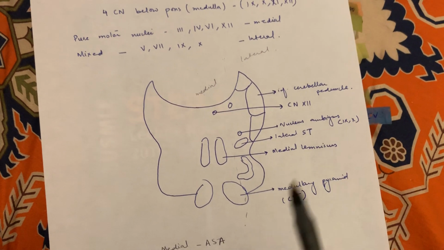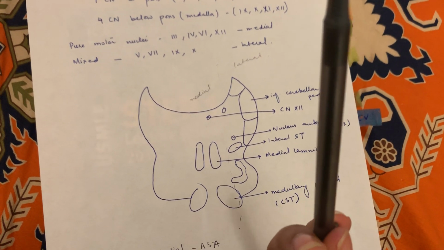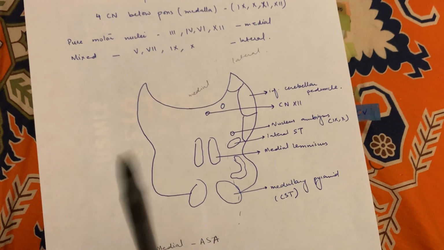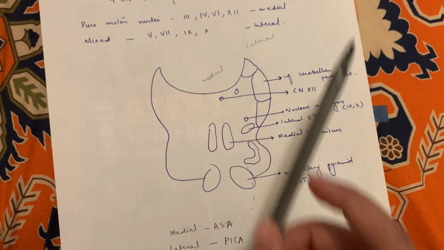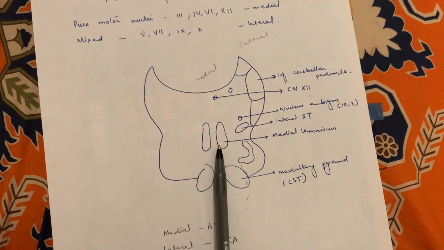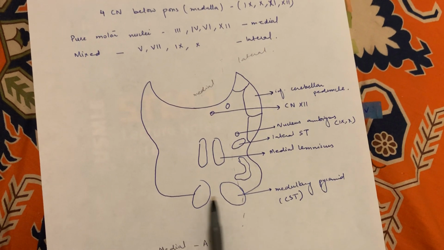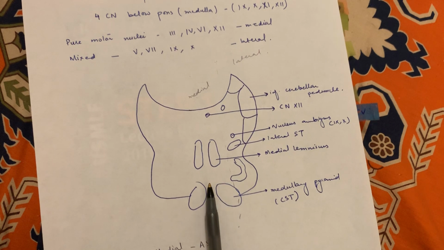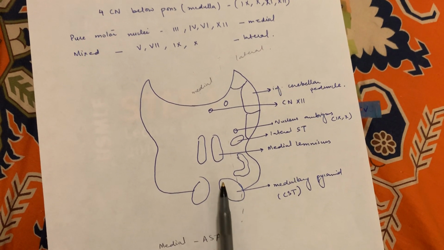You have to remember that from the medulla up to the pons and then into the midbrain, it goes medial to lateral, like diagonally. This is how you're going to remember it. From the bottom, it's going to be medial. So the medial lemniscus is medial. And then you have the medullary pyramids. These contain the corticospinal tract fibers, the pure motor fibers. So these are going to be medial.